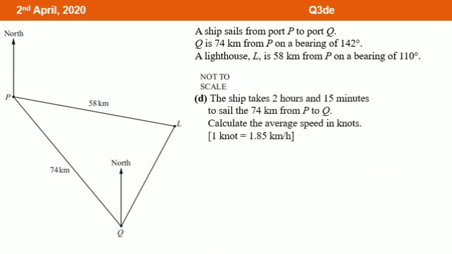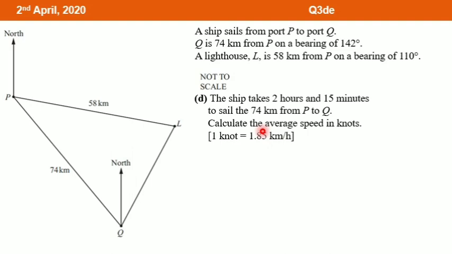D. The ship takes 2 hours and 15 minutes to sail 74 kilometers from P to Q. Calculate the average speed in knots. 1 knot is equal to 1.85 kilometers per hour. So we have to find the average speed. Let us find the average speed in kilometers per hour. Before we find it, do you still remember what is average speed? Yes, average speed is total distance divided by total time taken.